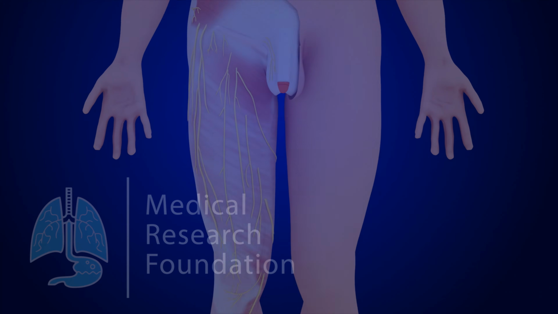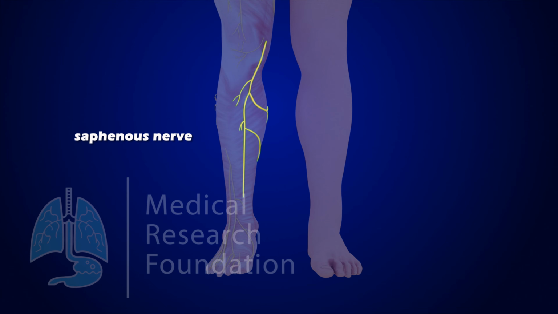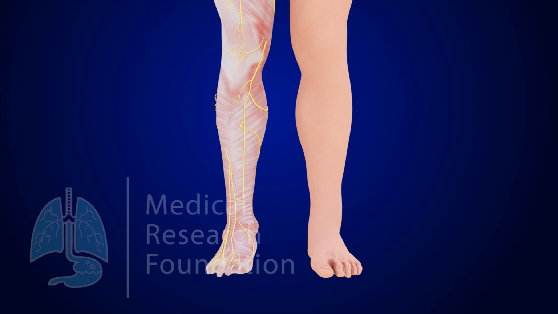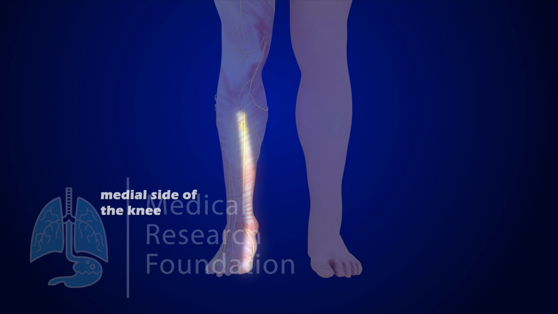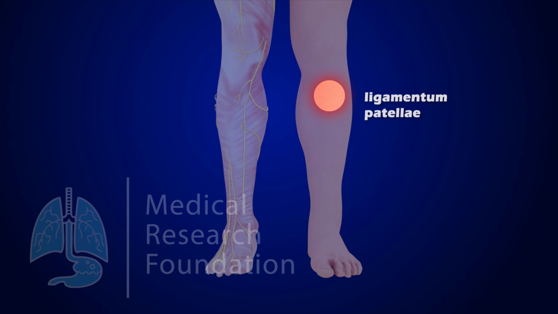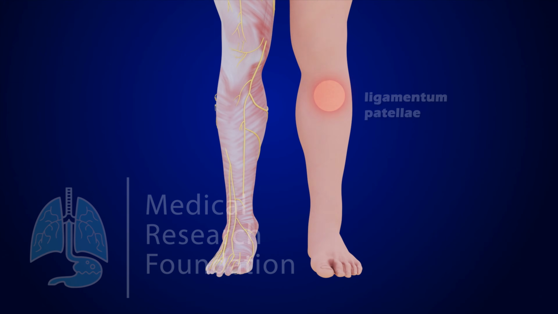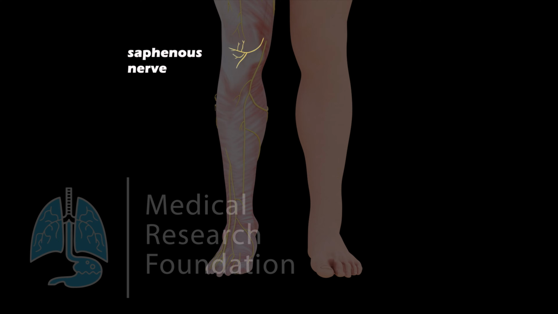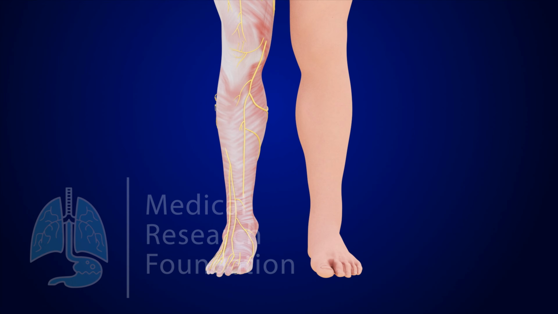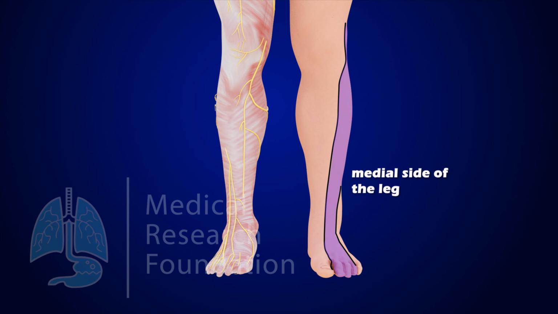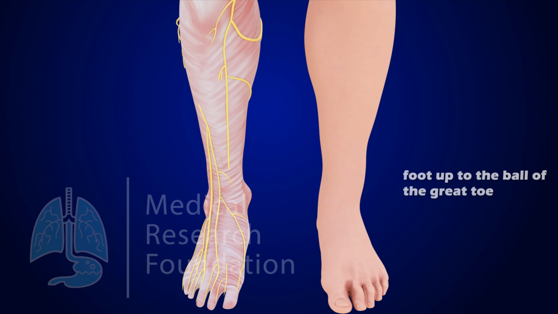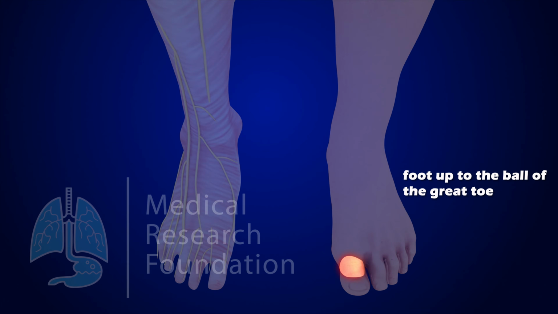The infrapatellar branch of the saphenous nerve pierces the sartorius and the deep fascia on the medial side of the knee, curves downwards and forwards, and supplies the skin over the ligamentum patellae. The saphenous nerve is a branch of the posterior division of the femoral nerve. It supplies the skin of the medial side of the leg and the medial border of the foot up to the ball of the great toe.